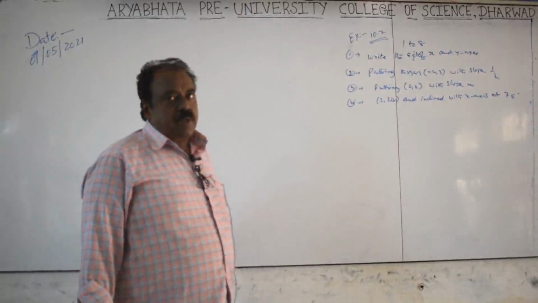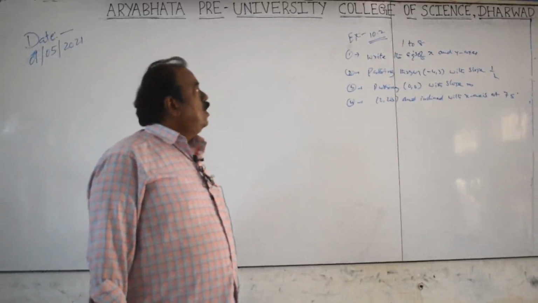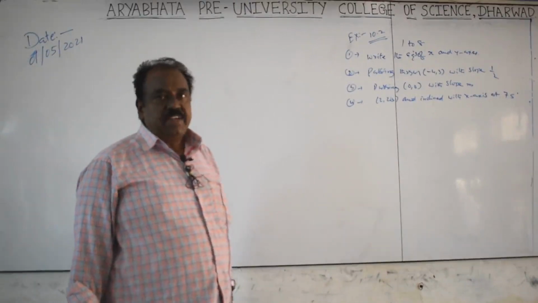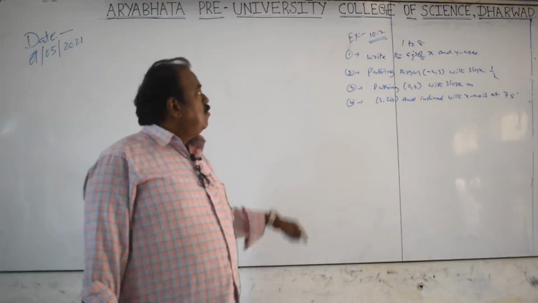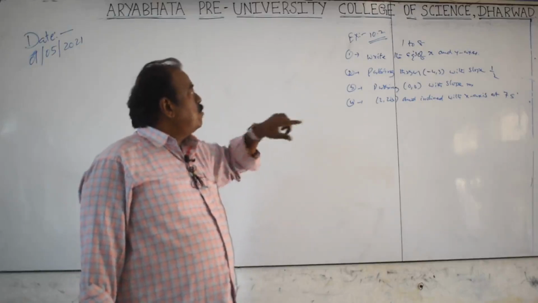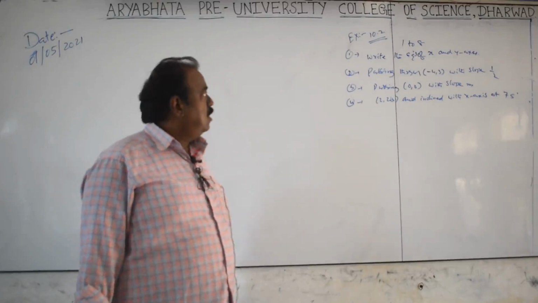1 to 8 problems. From 1 to 8 problems, we have to find the equations of line, for which the data is given. Only 4 problems I wrote. Again I will write it on the board. You observe.